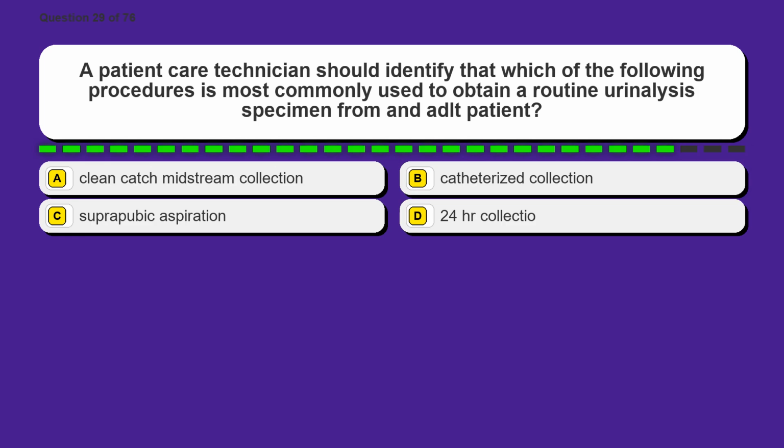Question 29. A patient care technician should identify that which of the following procedures is most commonly used to obtain a routine urinalysis specimen from an adult patient. Option A, clean catch midstream collection. Option B, catheterized collection. Option C, suprapubic aspiration. Option D, 24 hour collection.